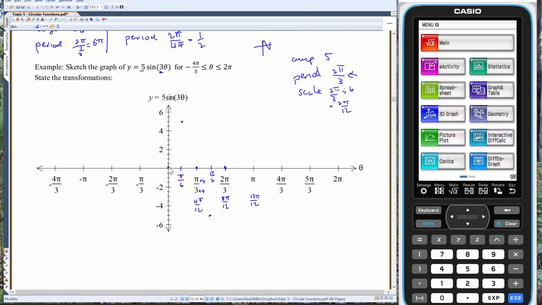Let's draw this one cycle of it. All right, so there's one cycle of it. And what we're after is to continue that for whatever reason. They want it continued from there to there. Okay, so they usually don't get you to do this many cycles of it, but they're allowed to, I suppose.